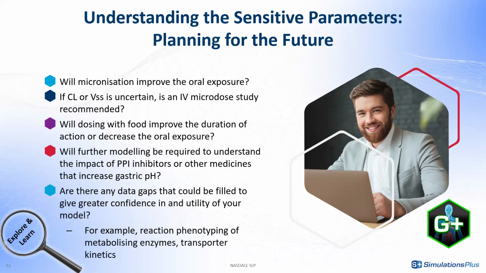To assess the impact of micronization, the particle size can be adjusted in the model and the simulation rerun to assess the impact. Knowing the confidence in the clearance prediction can determine whether an IV microdose may be of use. And the inbuilt physiologies that describe the fed state can be used to determine the impact of food really easily within GastroPlus. The pH of the stomach can be adjusted to mimic the co-administration of your drug with proton pump inhibitors or other acid-reducing agents, and the risks around any data gaps can be reviewed.